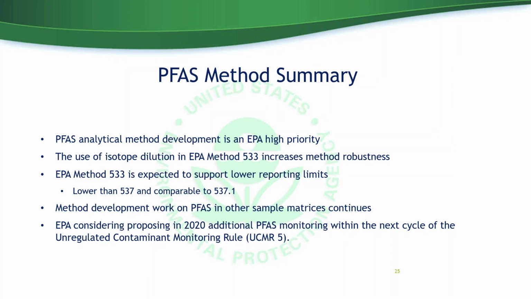So in conclusion, PFAS method development is a high priority at EPA. There's quite a lot of folks working. The isotope dilution in this, I think, has really increased the robustness. The lower reporting limits, as we saw, will certainly compare to 537.